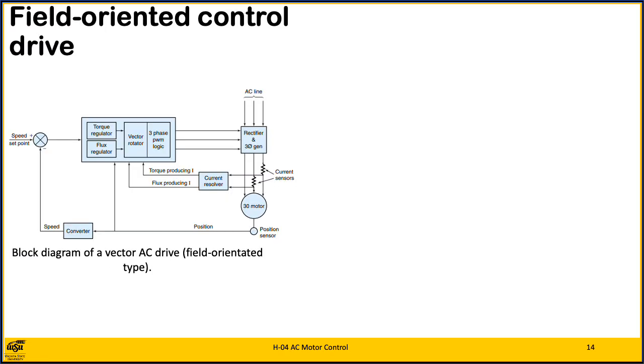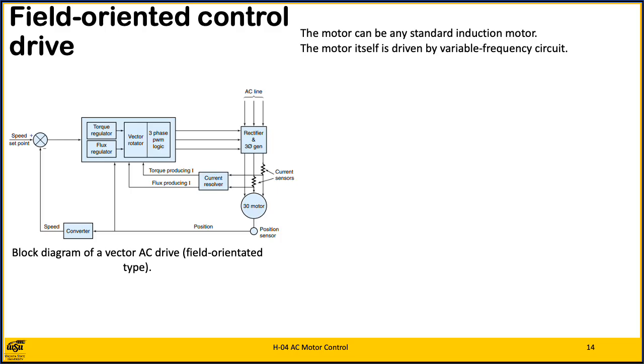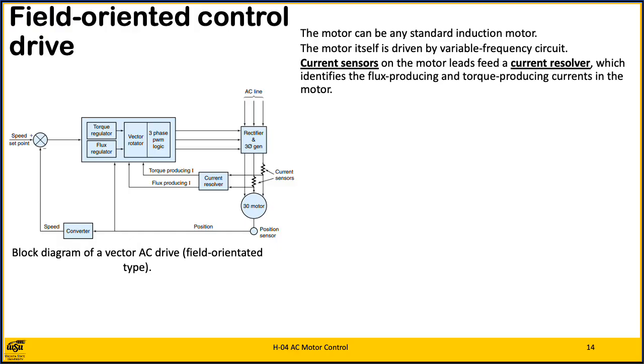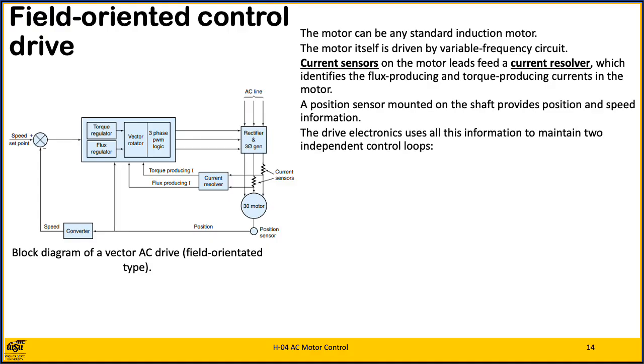We will discuss the field-oriented control drive first, because it's the newest and provides the most control. A block diagram is shown. First, you should realize that the motor can be any standard induction motor, but the drive is a very sophisticated microprocessor-driven feedback control system. As you can see, the motor itself is driven by a variable frequency circuit. Current sensors on the motor leads feed a current resolver, which identifies the flux-producing and torque-producing currents in the motor. A position sensor mounted on the shaft provides position and speed information.